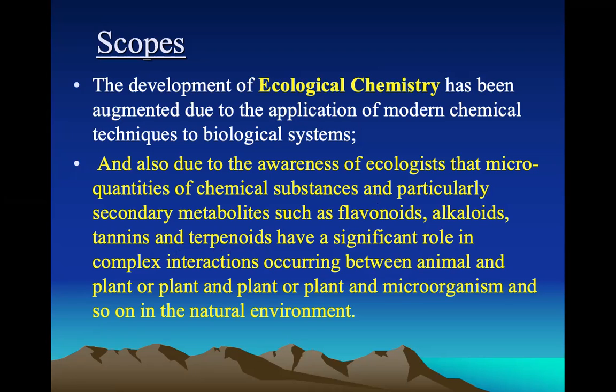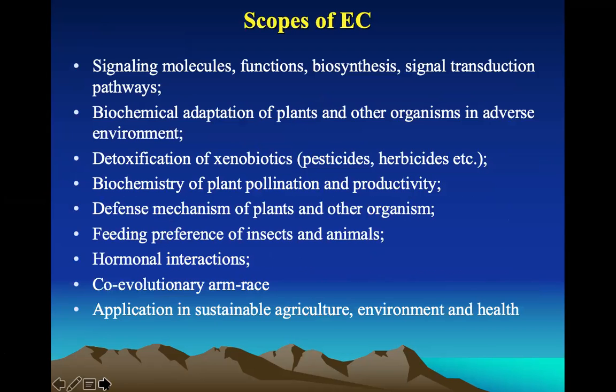For example, a plant has beautiful, very colorful flowers, with fragrance in the flower, and this fragrance as well as the color attract the pollinators. So this is one kind of communication, and they are the secondary metabolites. So this is a small example. Signaling molecules, their functions, biosynthesis, and signal transduction pathways are the major scope areas of research in ecological chemistry. Biochemical adaptation of plants and other organisms in adverse environments.